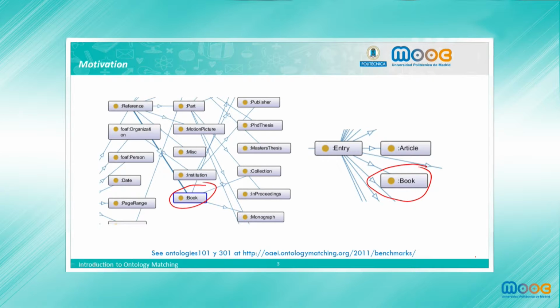If we would like to use both ontologies in the same application context, we would need something to decide whether both entities are the same or not. And to that end, we can use ontology matching techniques. And the same for the other entities in the ontologies.